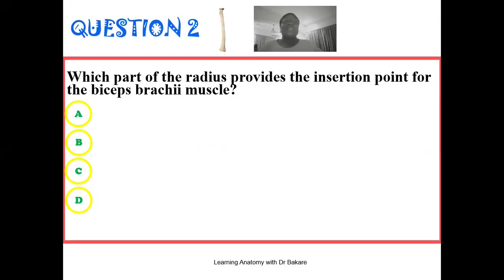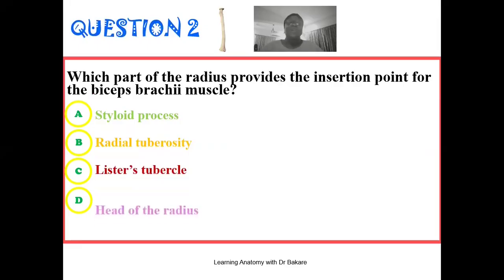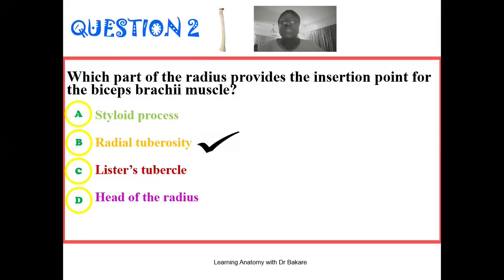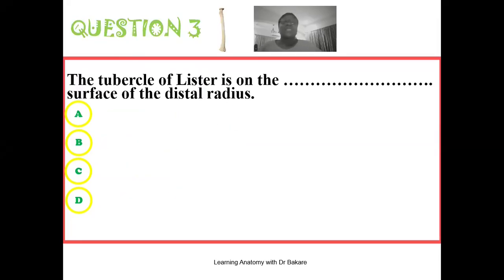Now let's move to the second question, and this reads that which part of the radius provides the insertion point for the biceps brachii muscle? Is it the styloid process? Is it the radial tuberosity? Is it the Lister's tubercle? Or is it the head of the radius? The correct answer here, as it relates to the point of insertion of the biceps brachii muscle on the radius, is the radial tuberosity.